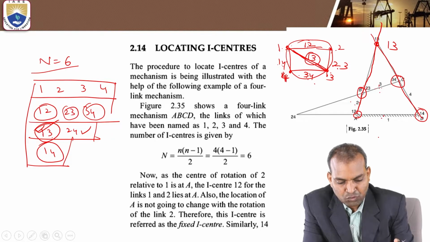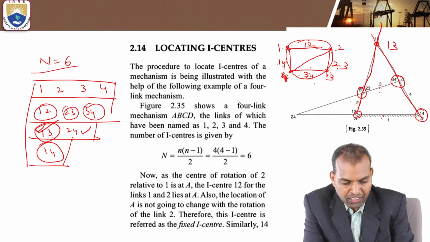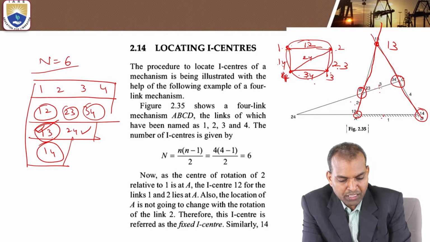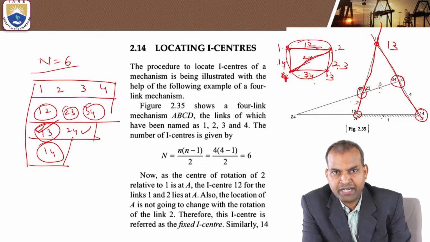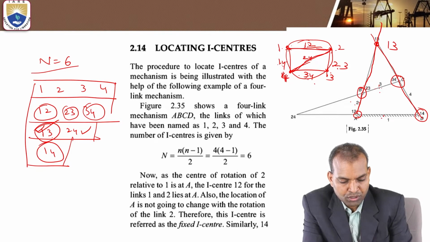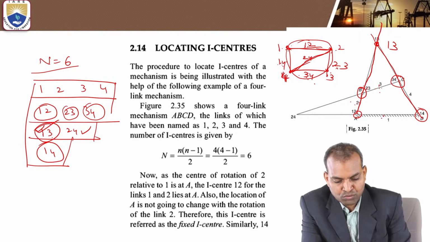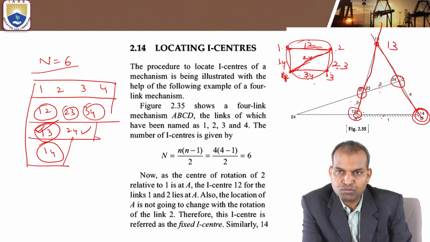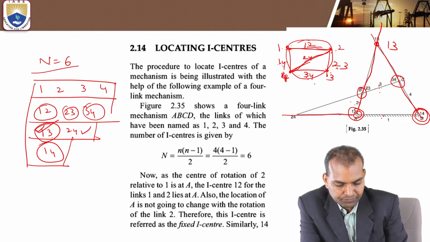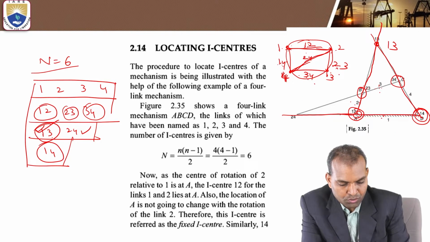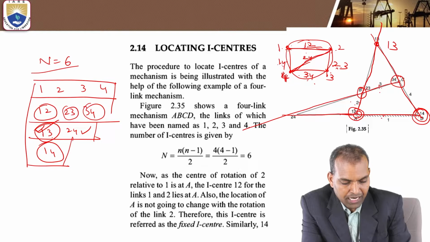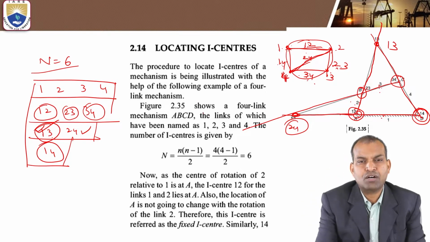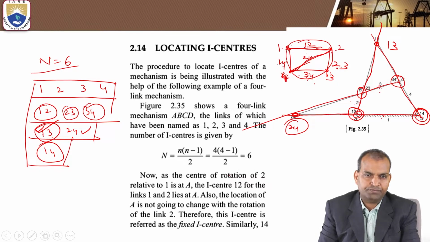1-3 is over. Next, 2-4. How does 2-4 come? 2-4 is the combination, the intersection point of 1-4, 1-2 and 3-4, 2-3. This is 1-4. This is 1-2. Extend the line. Next, 2-3 and 3-4. This is 3-4. You extend this line. That intersection point is the instantaneous center of links 2 and 4.